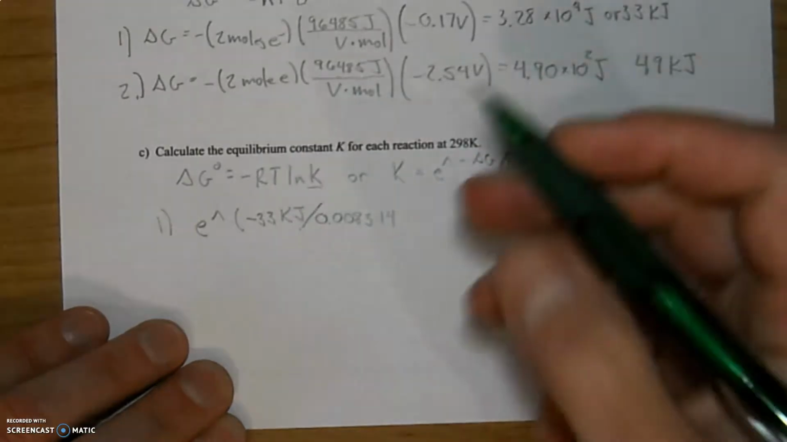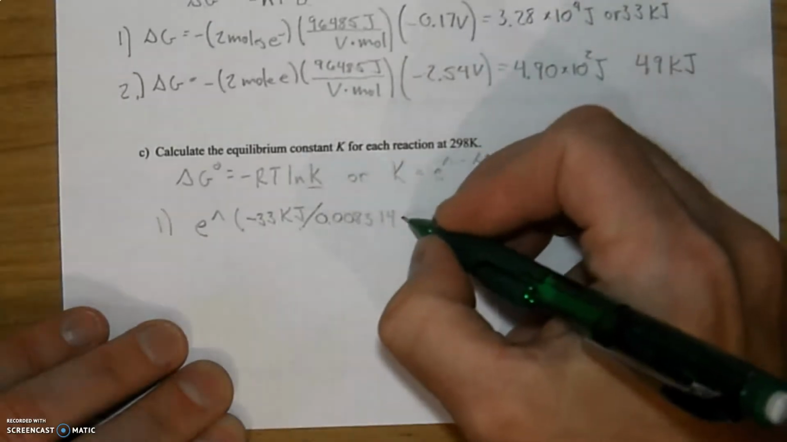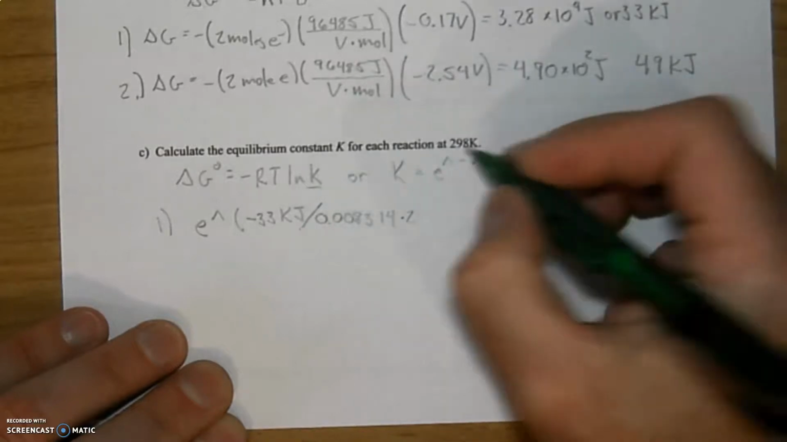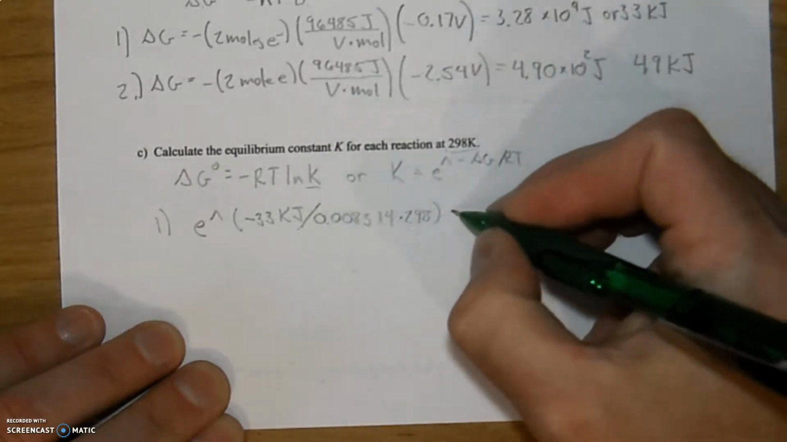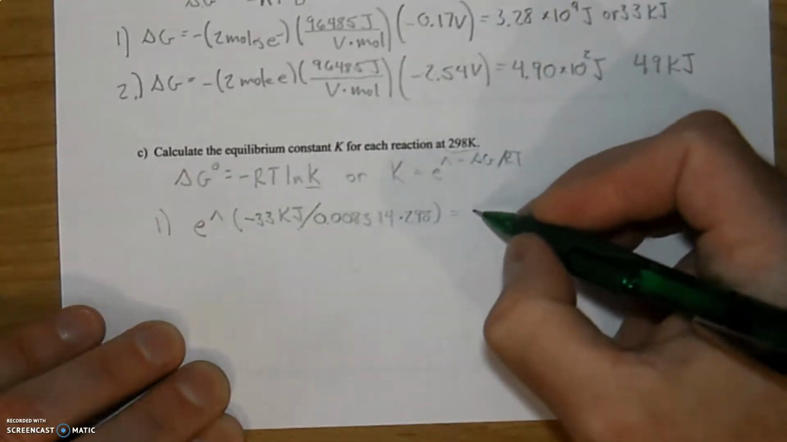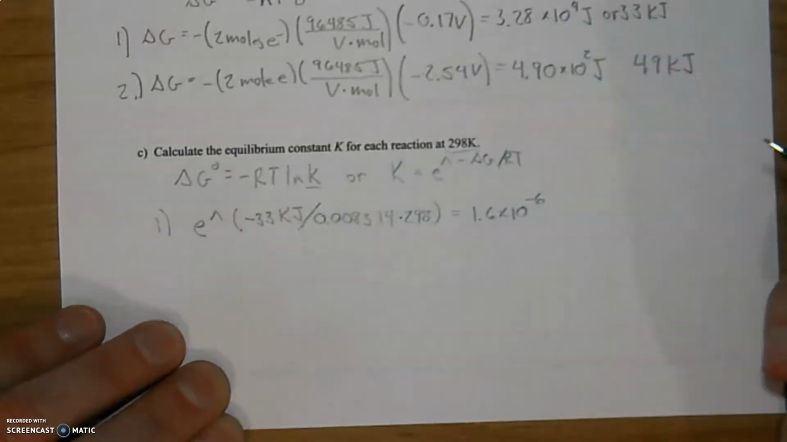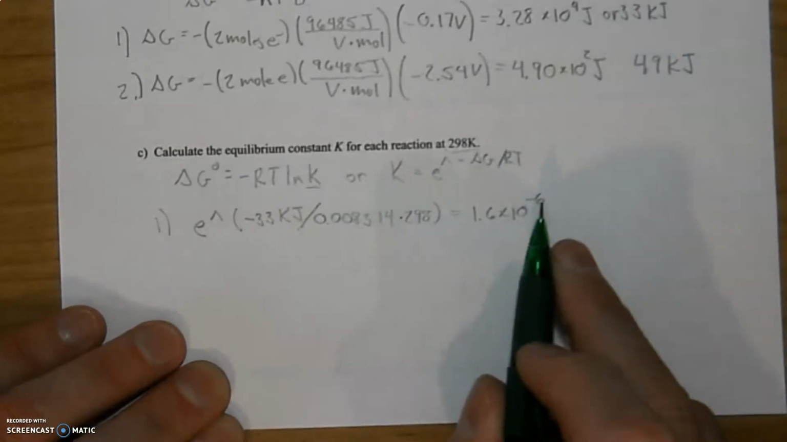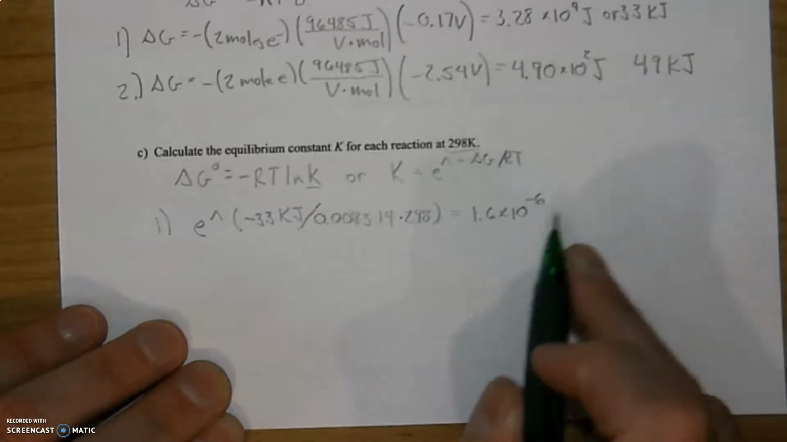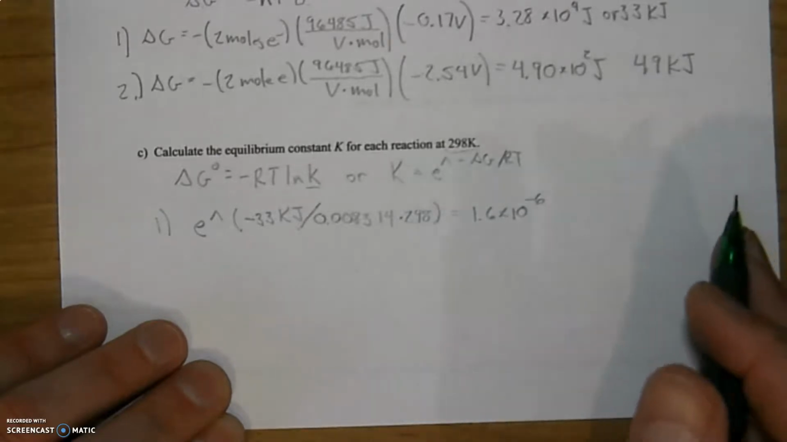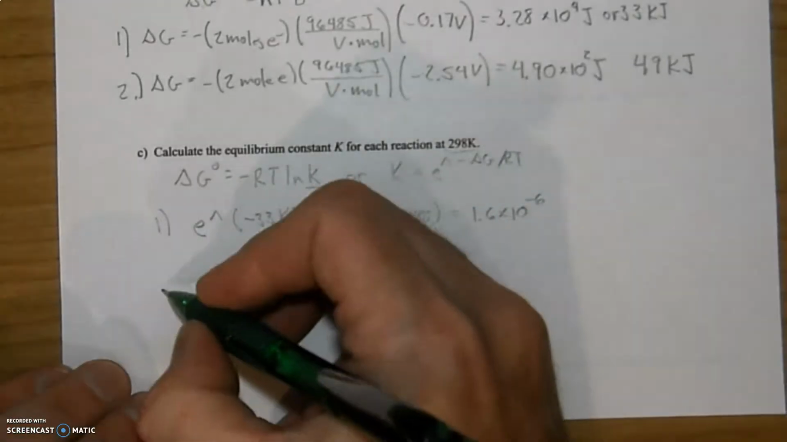I'm not going to bother to write the units in here, but this is going to be the R value with tons of units on it. Joules per mole per Kelvin, I believe. And the temperature, because I'm at standard conditions, is 298. And if we do all this on our calculator, the answer is 1.6 times 10 to the negative 6. Again, the fact that this is a small number implies that it is reactant heavy and product light, so meaning it doesn't move in the forward direction very easily, pretty much non-spontaneous, and that's kind of what we would expect.